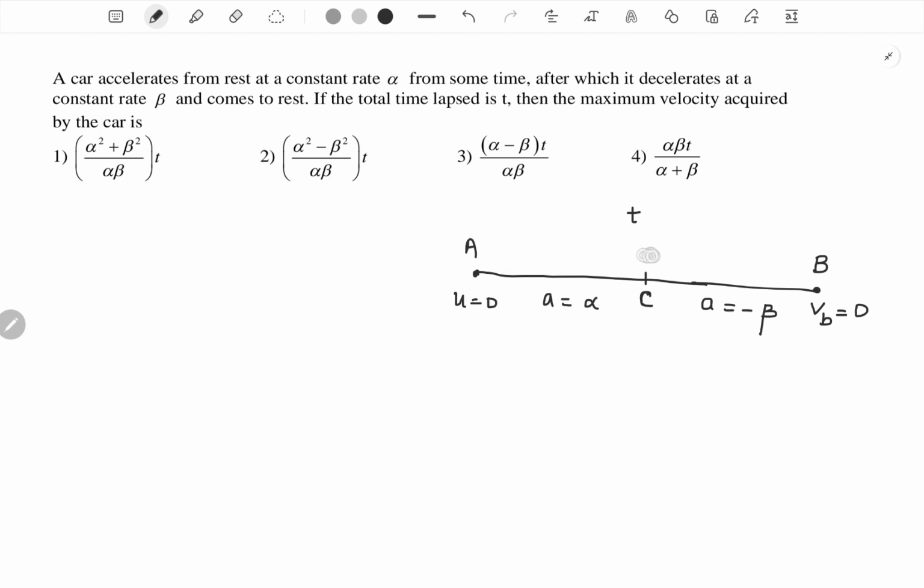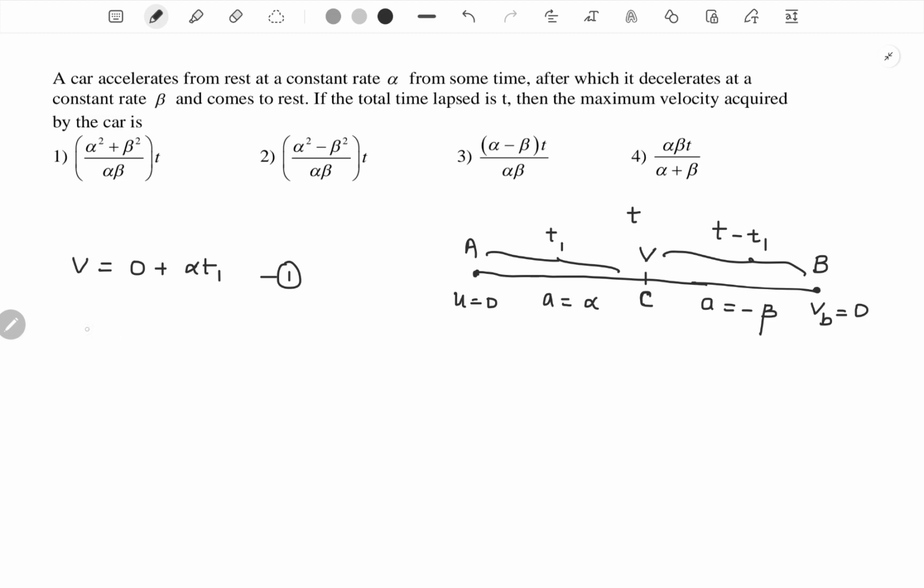So let's find the velocity at point C. Let me assume it to be v. Now what I'll consider, from A to C, let's say the time taken is t1, and from C to B, the time taken is t minus t1. So if you look from A to C, if I write the equation, velocity at point C is equal to velocity at A plus acceleration into time. This is the first relation.